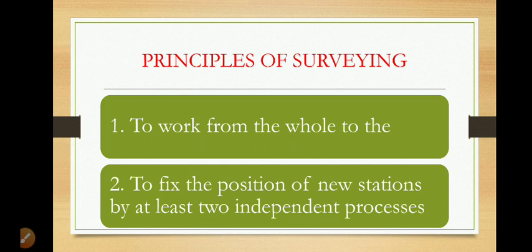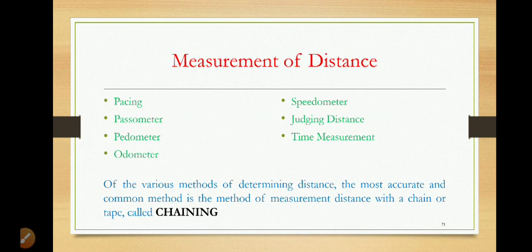Second one, to fix the position of a new station by at least two independent processes. Now, the measurement of distance. Different types of instruments are available to find the measurement or distance: pacing, pedometer, odometer, speedometer, judging a distance, and time measurements. These are just approximate, so everything is approximate only among the various methods of determining distance.